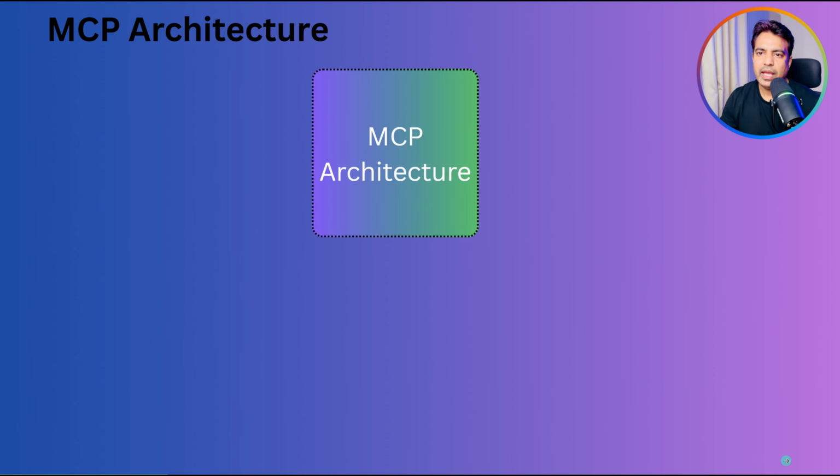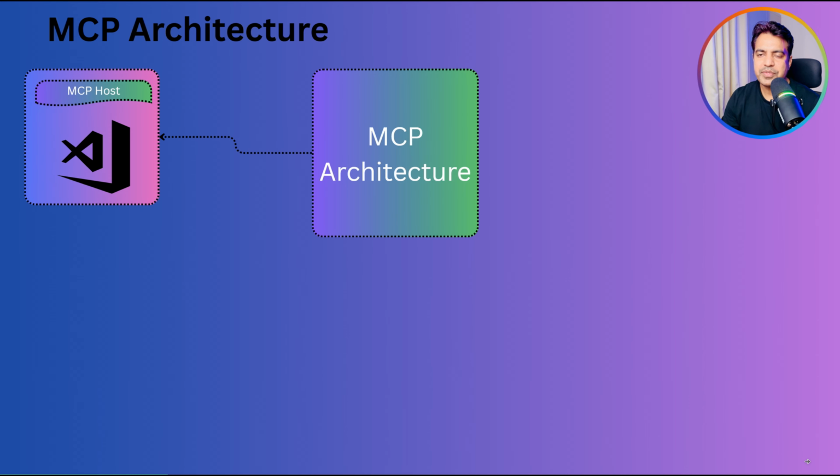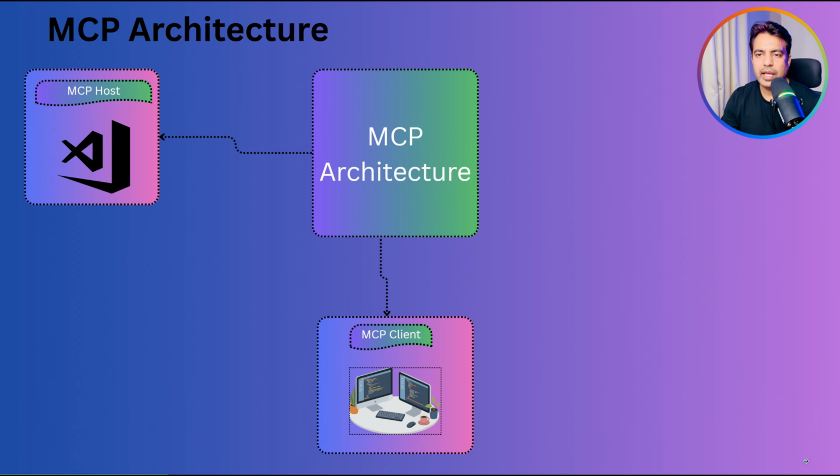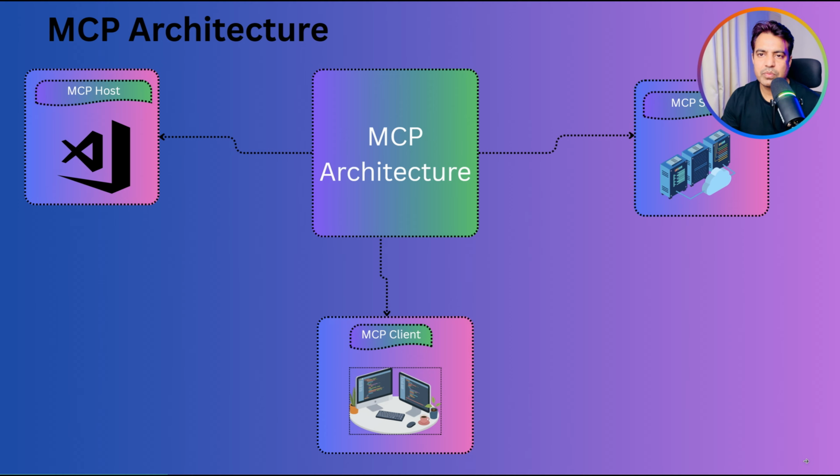So, MCP has three main components. First, MCP host, MCP client, and MCP server. We will discuss them one by one in greater detail.